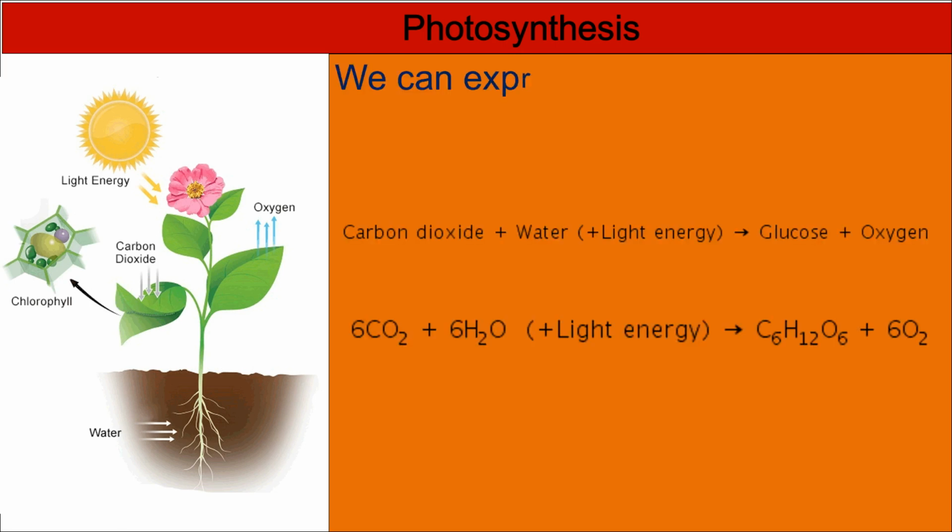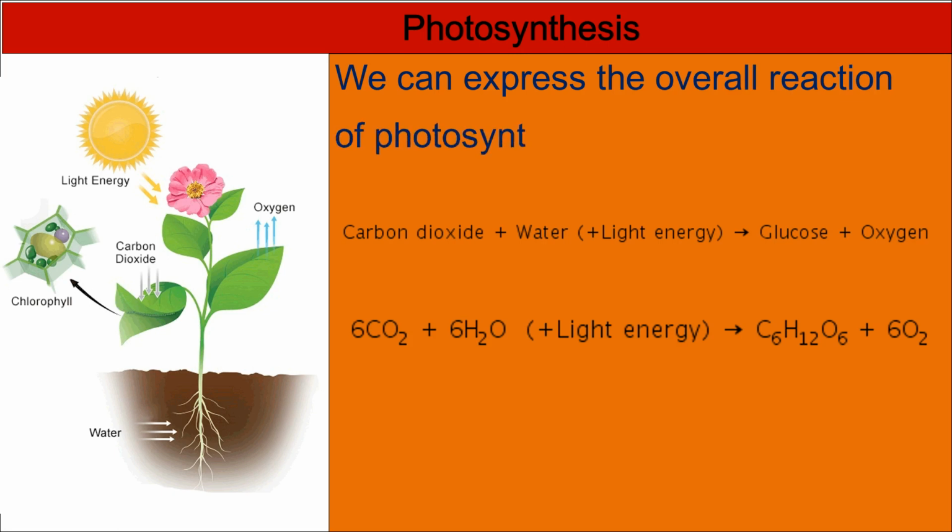We can express the overall reaction of photosynthesis as carbon dioxide plus water, with light energy, gives rise to glucose plus oxygen: 6CO2 plus 6H2O, with light energy, gives rise to C6H12O6 plus 6O2.